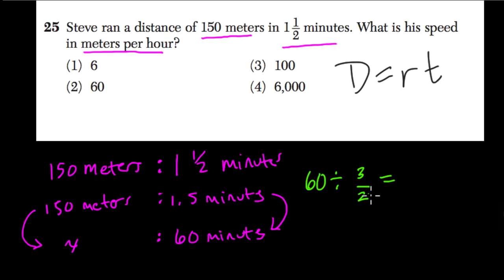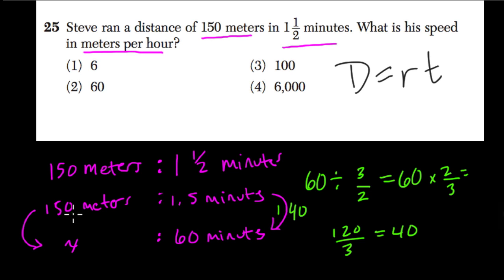And now, of course, you'll have a calculator, but I don't mind doing this calculation. So it's 60 times the reciprocal, 2 over 3. And that's equal to 120 over 3, right, which is 40. So that means this goes into it 40 times.